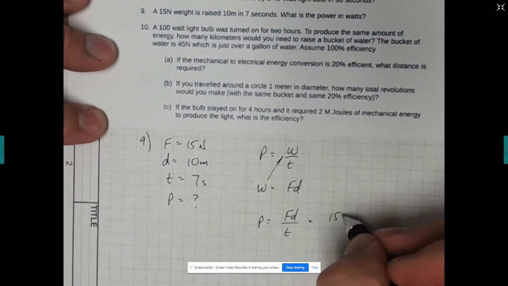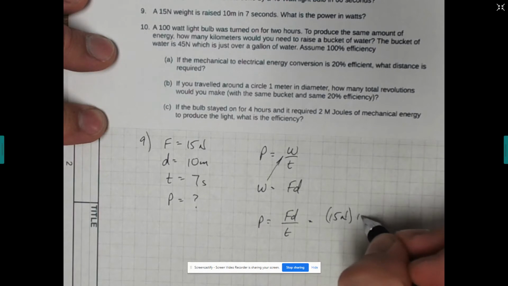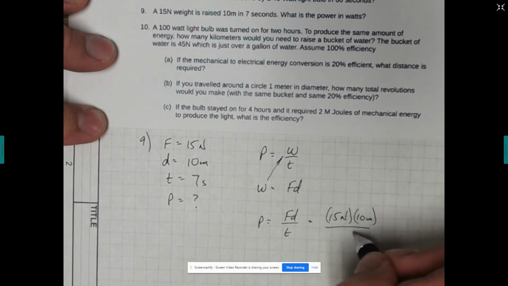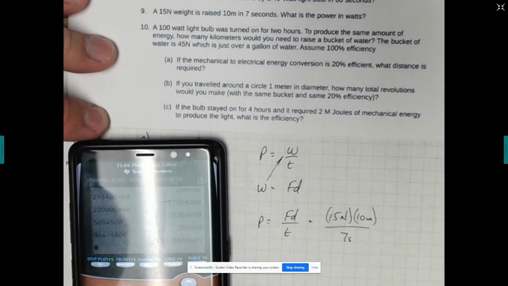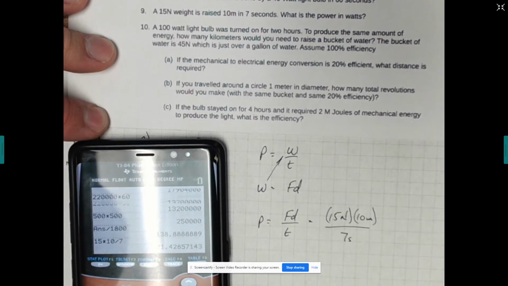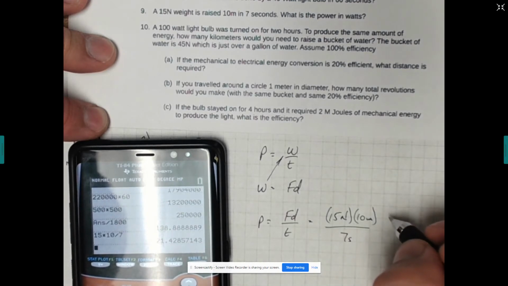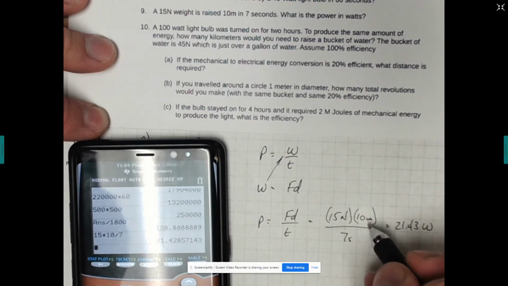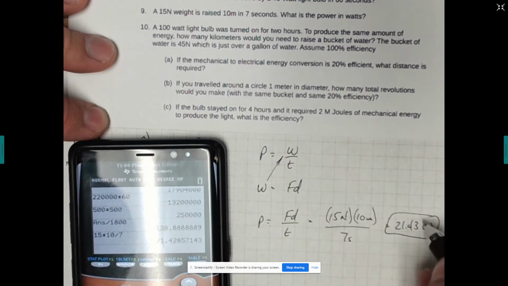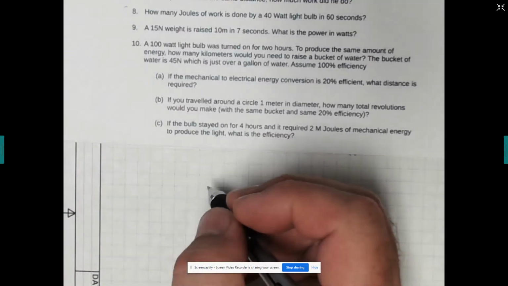So my force is 15 newtons, my distance is 10 meters, and my time is 7 seconds. And so now as we multiply all those out, we have 15 times 10 divided by 7. We end up with 21.428 or 21.43. We're looking at power, so it's watts, because newtons times meters is joules. Joules over seconds is equal to watts. And finally, our last one, number 10.